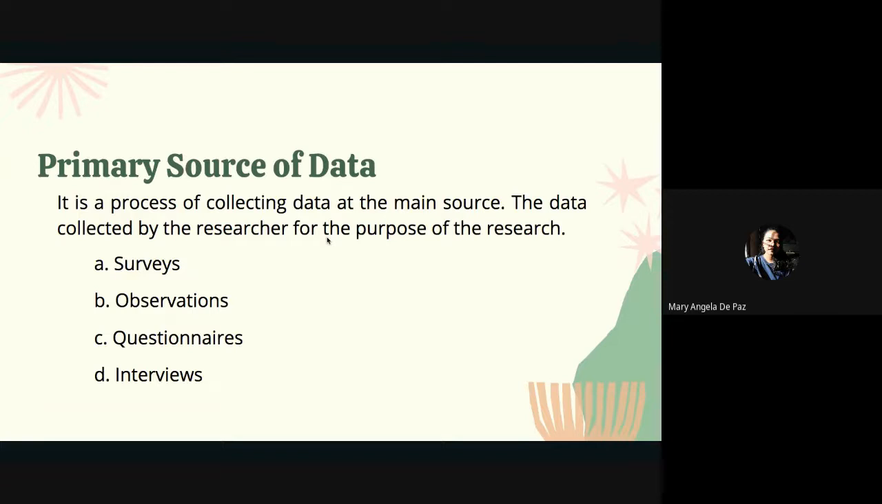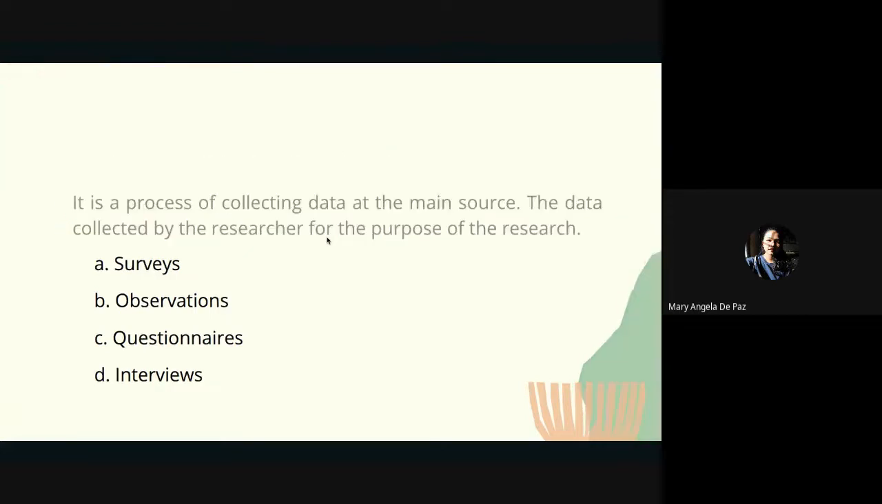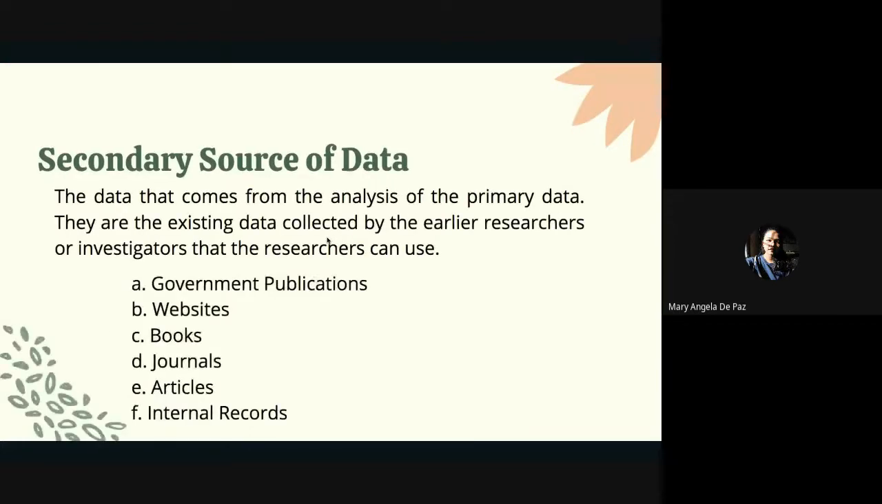Okay, for the secondary source of data, next slide. They are the data that come from the analysis of the primary data. They are the existing data collected by earlier researchers or investigators that the researchers can use. Examples of this are government publications, websites, books, journals, articles, and internal records.